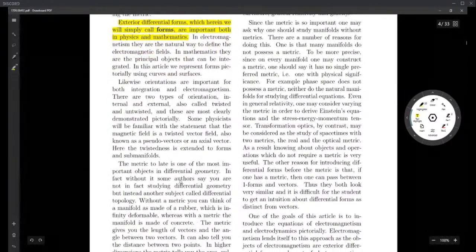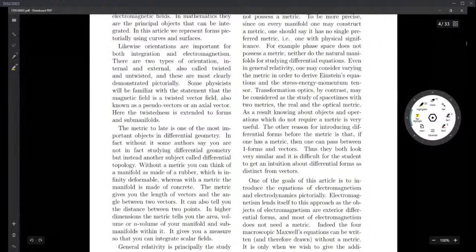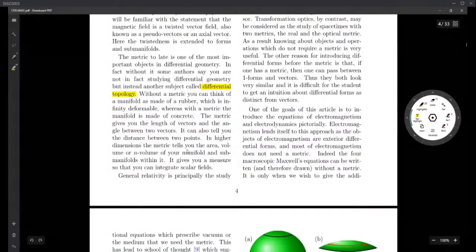And right here we have the metric, which is quite important to define differential geometry, because, as it's mentioned right here, you wouldn't understand it entirely as long as you don't get into it. Otherwise, you might as well call it differential topology. So you could think of a manifold, which I'll get to a little later, as made of rubber, infinitely deformable. But if you have a metric, which is basically something that measures the angle between two vectors and vector length, you could understand that.